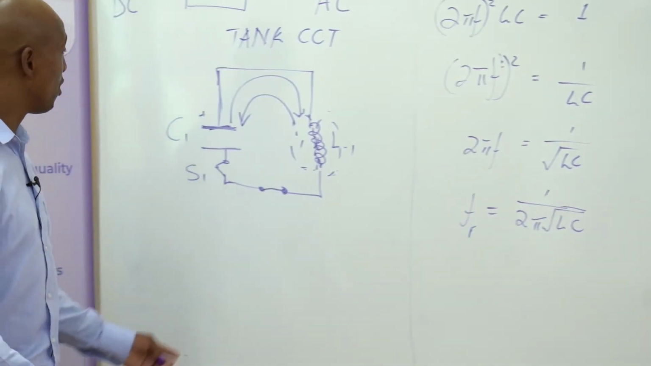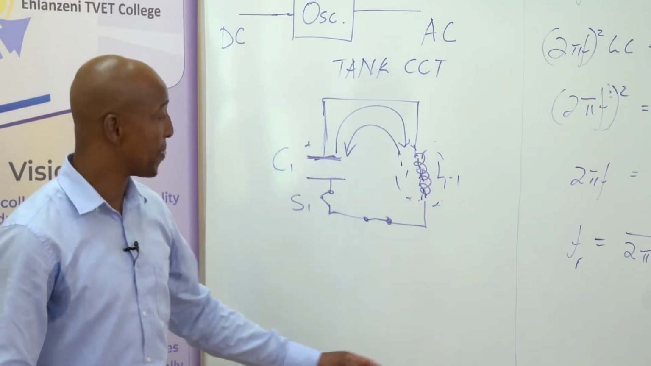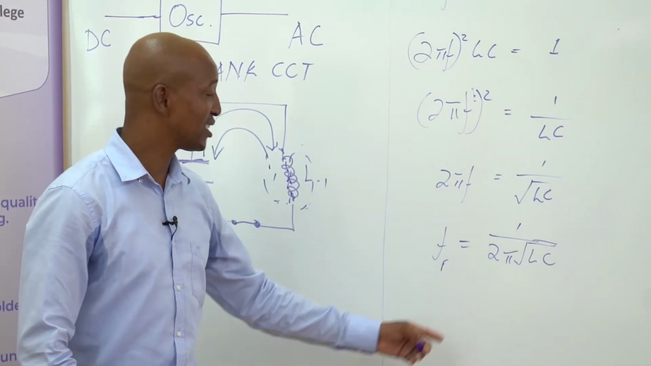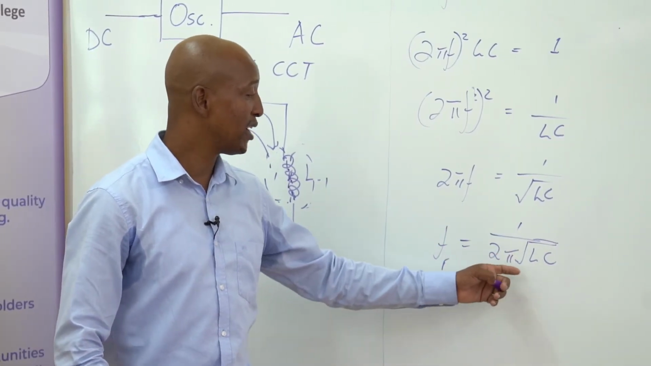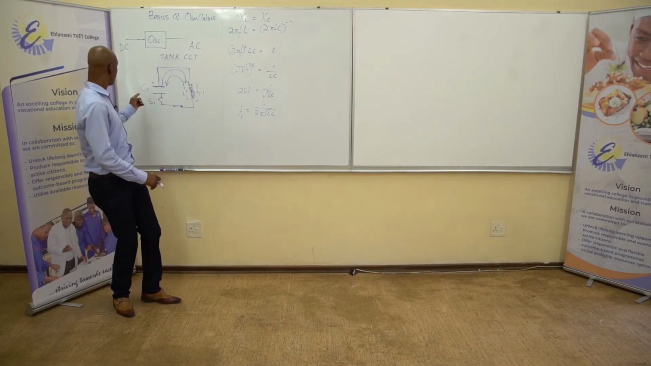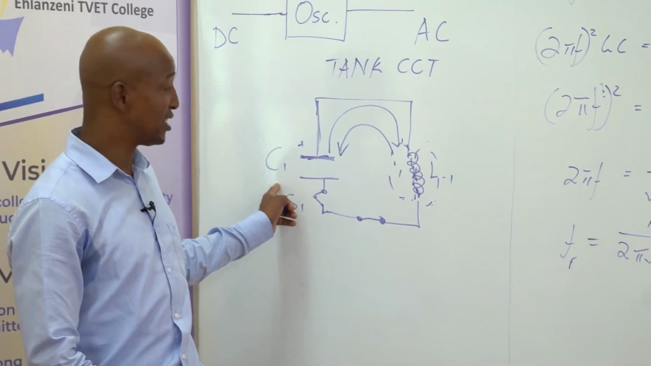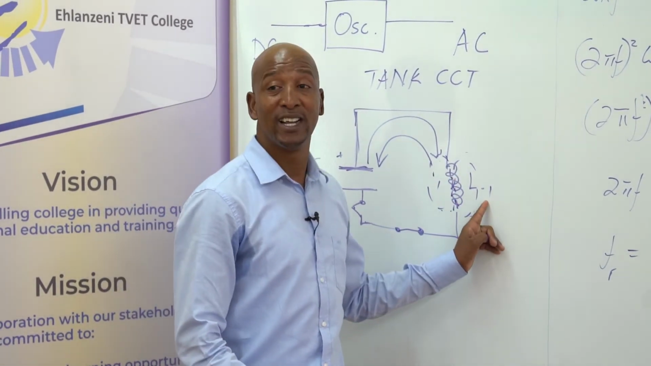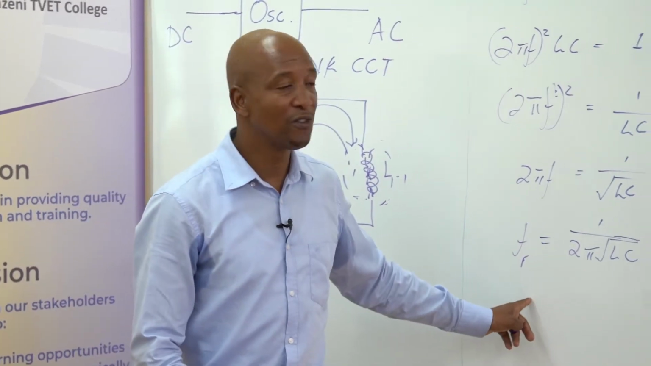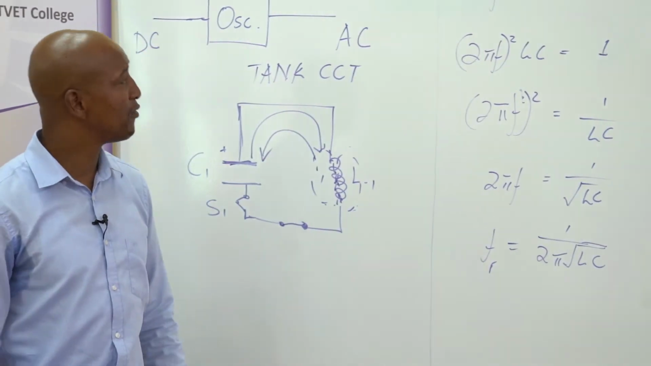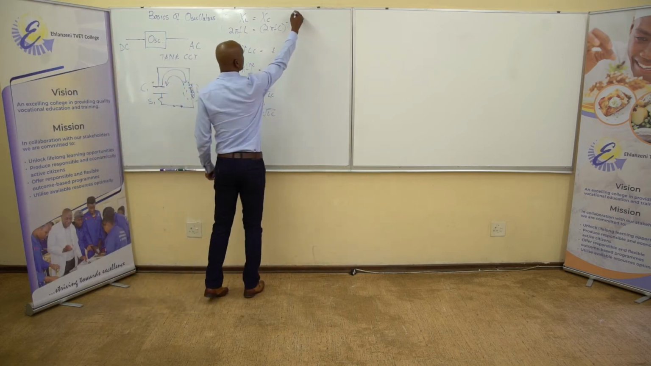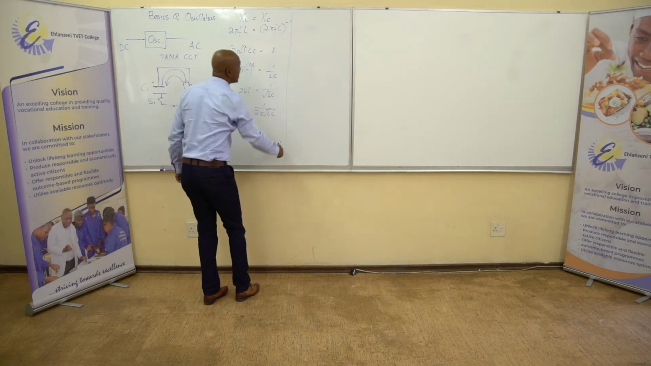So, for us to know how frequent this will happen, we need to understand that frequency of resonance is equal to 1 over 2 pi square root of LC. That is to mean that if you were to know the value of your capacitor in farads and the value of your inductor in henries, you will determine the frequency of oscillation. Let me put one example so that we understand.